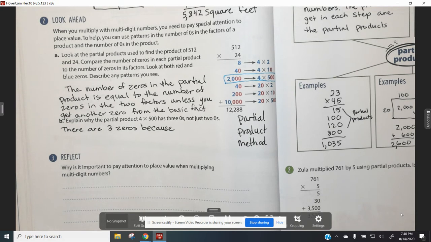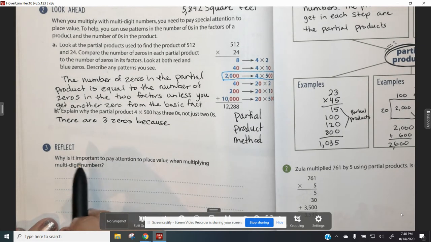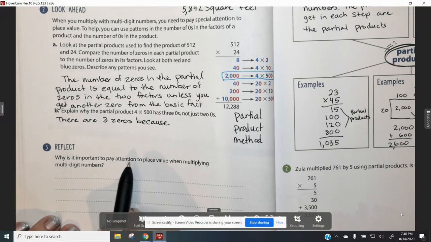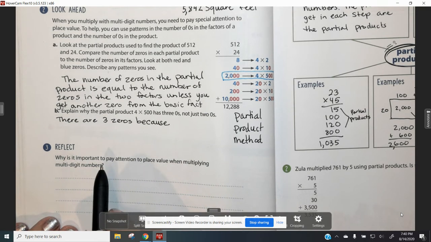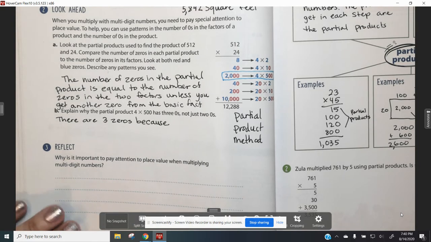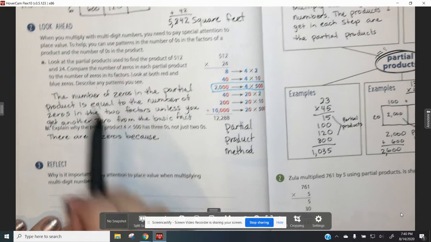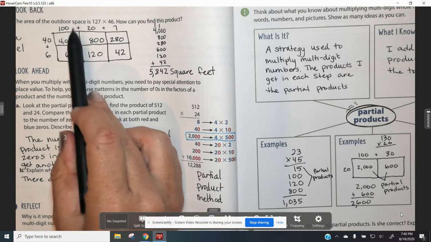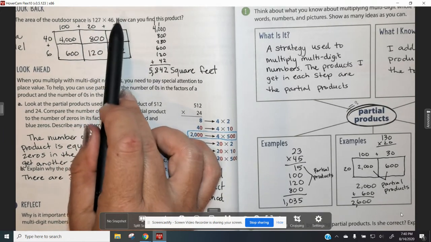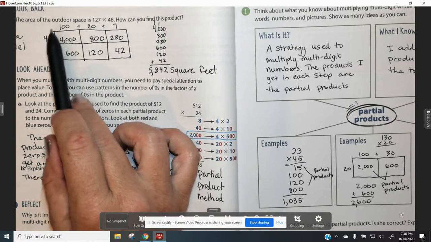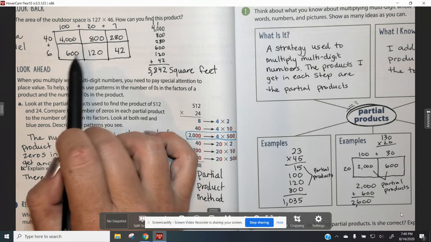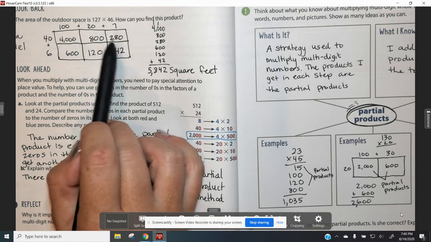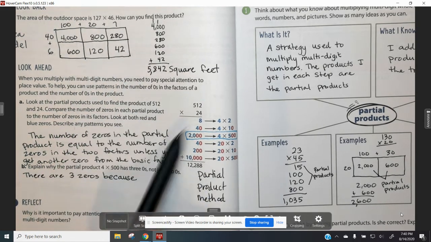All right, we're going to go ahead and move on to number 3. So, number 3 is a reflection. It says, why is it important to pay attention to place value when you're multiplying multi-digit numbers? So what that means is, why is it important to know that this is 100, this is 20, and this is 7, this is 40, and this is 6? Why do we need to make sure that we pay attention to all of those zeros?